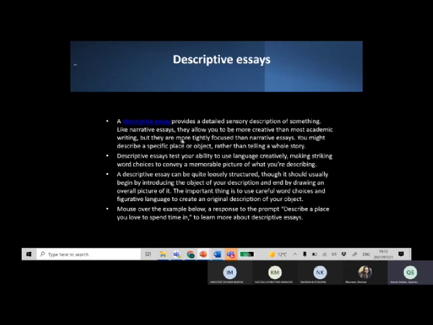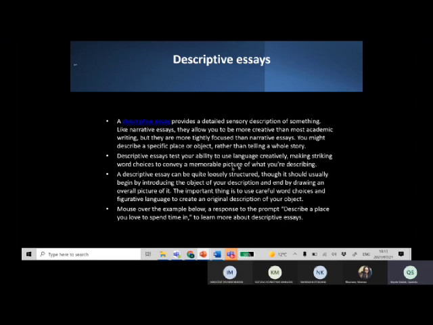Like narrative essays, they allow you to be more creative than most academic writing, but they are more tightly focused than narrative essays. So you might describe a specific place or object rather than telling a whole story, right? So the narrative essay will mostly focus on telling the whole story, but the descriptive essay will focus on describing a particular event, a particular place, or a specific object.